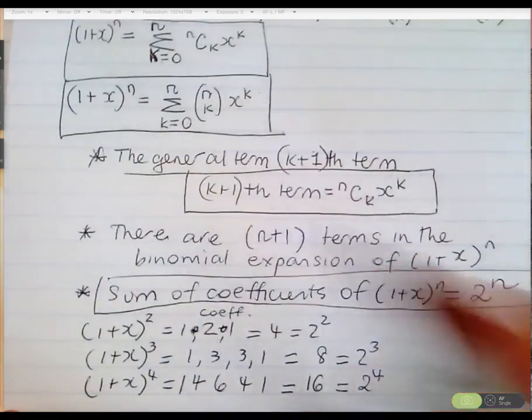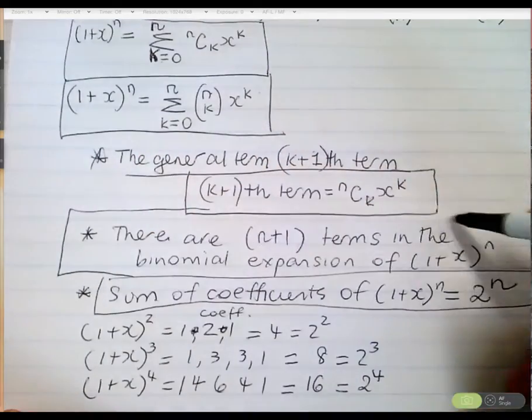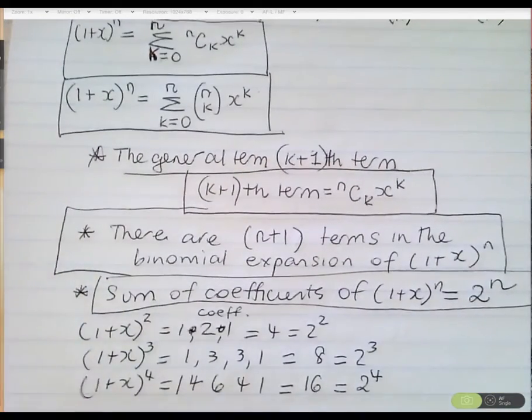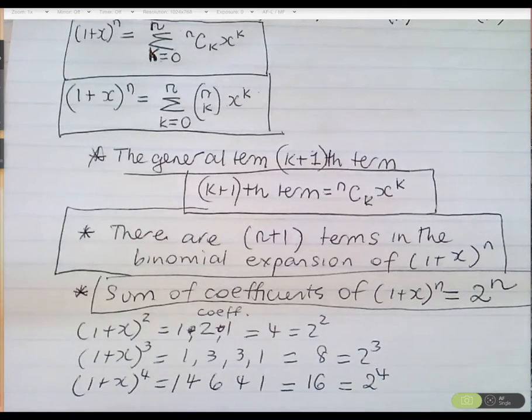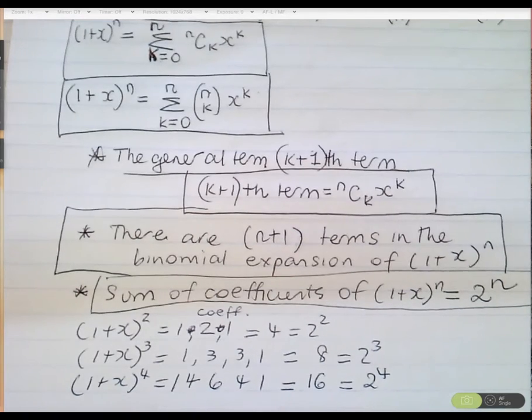Good. So these are all really important things. Put them all in boxes. The general k plus 1th term is nCk x^k. There are n plus 1 terms in the expansion, and the sum of the coefficients is 2 to the power of n.